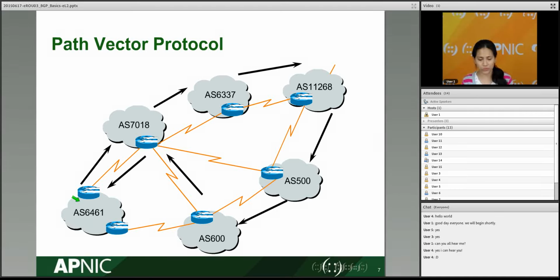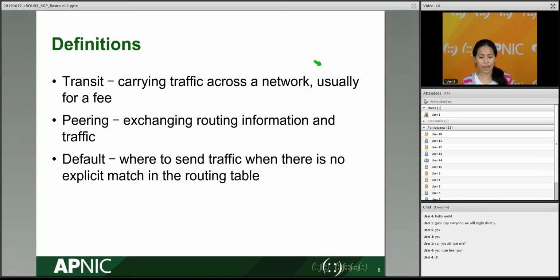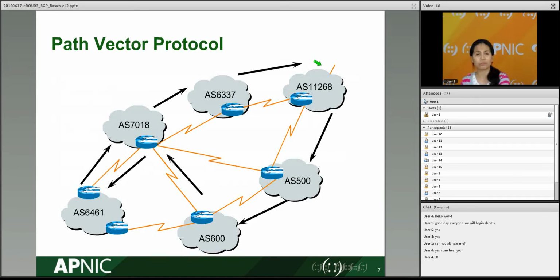So if I want to get my data from AS6461, which is at the bottom left here, all the way up to AS11268, which is on the upper right side, how do I get there? How can I send my traffic there? This is where announcements and acceptance come in. You announce your prefixes, it will be accepted, and then once I get that, I will announce it forward to my neighbors until it reaches the other side.